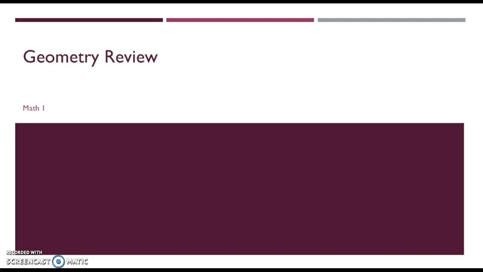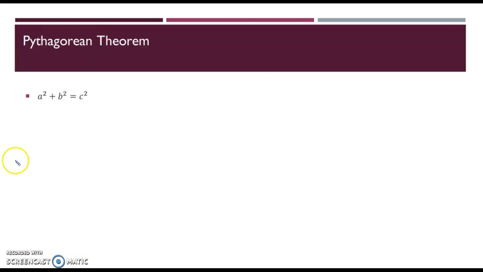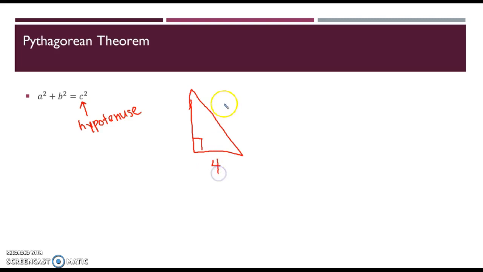So for this video, we're going to go back over everything that's been in our unit so far for geometry. So to start with, we looked at the Pythagorean Theorem, which is a squared plus b squared equals c squared. It's actually, if you know it's a right triangle, then we can use this formula. The only important part is that c is your hypotenuse, which is the longest side, and it's across from that right angle.